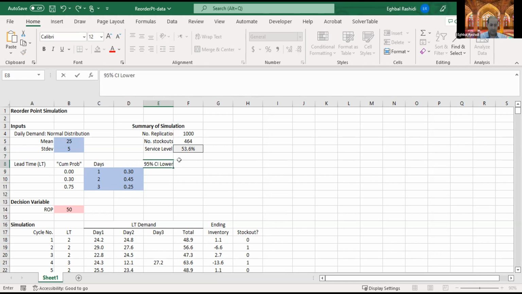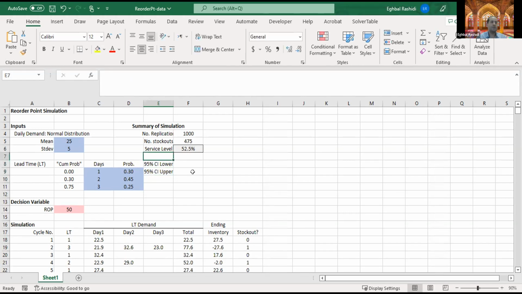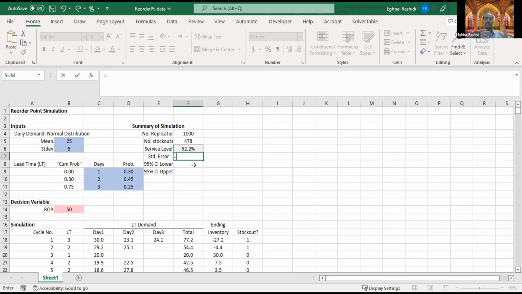The lower and upper bounds of the 95% confidence interval of the values. To do that, we need to compute the standard deviation of error, the standard error. The standard error for the service level is kind of a proportion. As you remember from statistics and from the last lecture, the standard error for a proportion is the square root of pi multiplied by 1 minus pi, divided by n. So that's what I'm going to use SQRT for here.